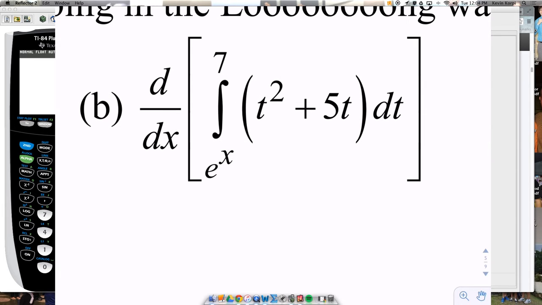All right. On your mark, get set, you go. Find it the shortcut way. You do it the shortcut way, I'm going to do it the long cut way, and we're going to compare answers. Okay?